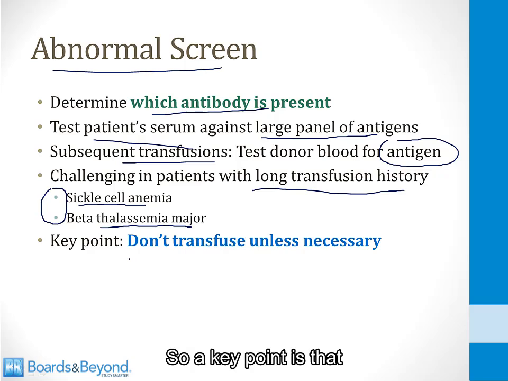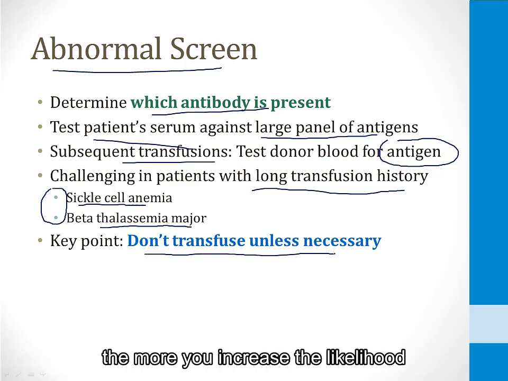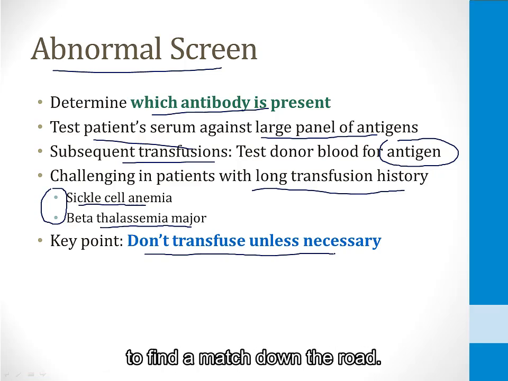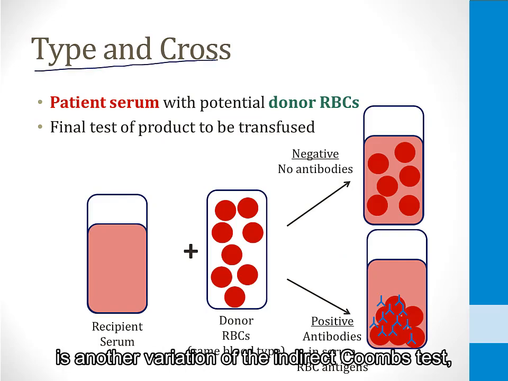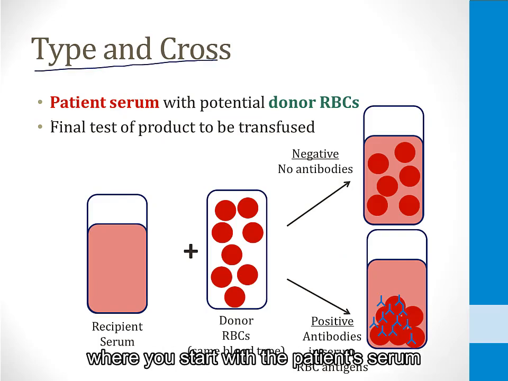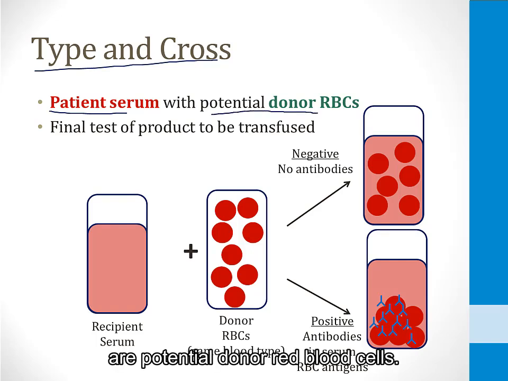So a key point is that you shouldn't transfuse patients unless absolutely necessary. The more you transfuse them, the more you increase the likelihood that it will be harder to find a match down the road. The type and cross match is another variation of the indirect Coombs test where you start with the patient's serum and mix it with red blood cells. In this case, the red blood cells are potential donor red blood cells. This is the final test of a product to be transfused.